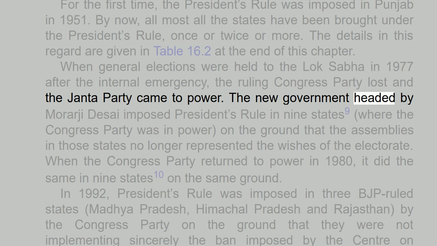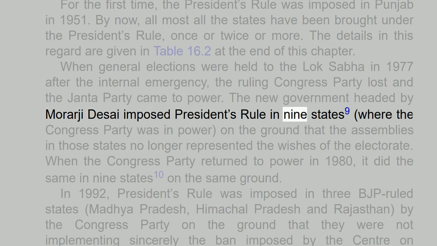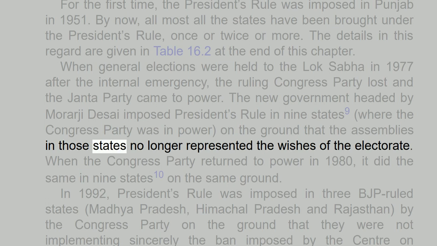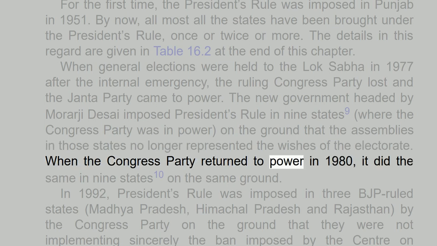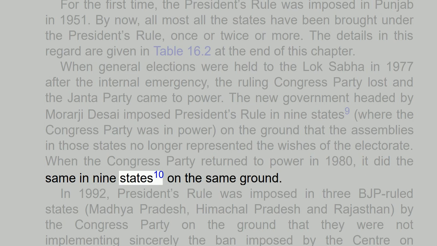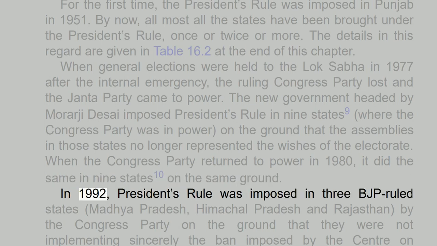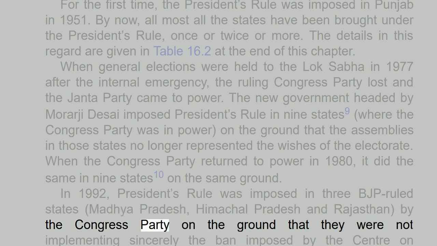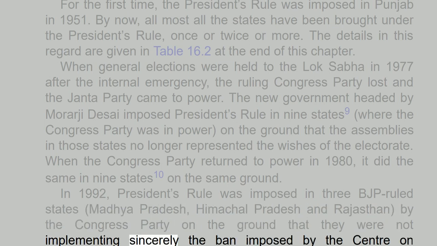The new government headed by Morarji Desai imposed president's rule in 9 states, where the Congress party was in power, on the ground that the assemblies in those states no longer represented the wishes of the electorate. When the Congress party returned to power in 1980, it did the same in 9 states on the same ground. In 1992, president's rule was imposed in 3 BJP-ruled states, Madhya Pradesh, Himachal Pradesh and Rajasthan, by the Congress party on the ground that they were not implementing sincerely the ban imposed by the centre on religious organizations.